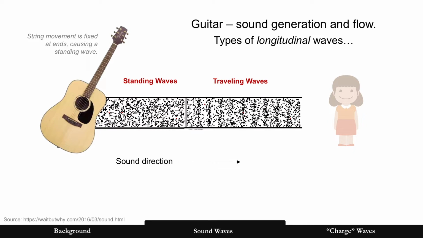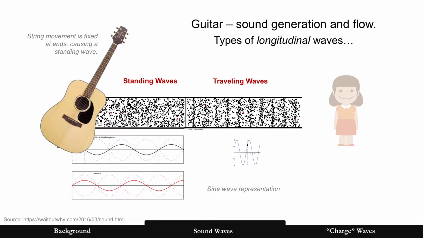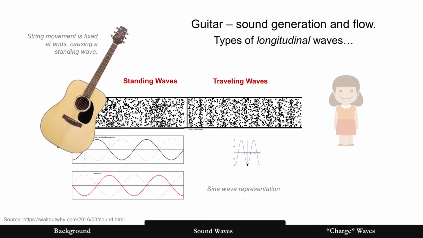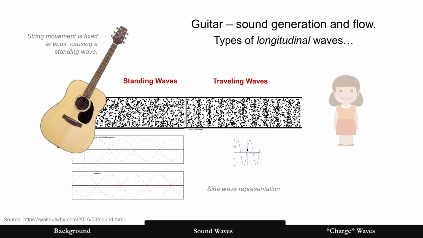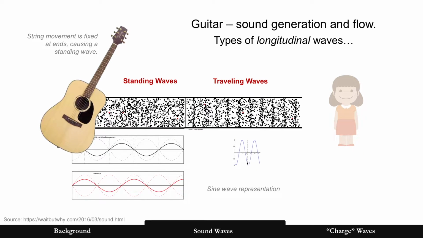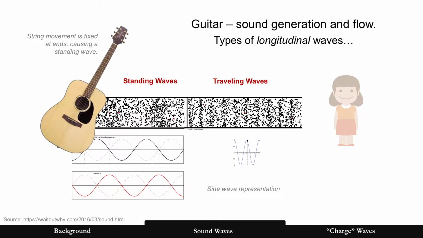Now, it's really hard to visualize these things as air molecules moving back and forth, so here's the sine wave representation, just a little bit easier to understand. So you see the wave that is going up and down on the left. That's a standing wave. And the one to the right is a traveling wave. So that's the primary difference.